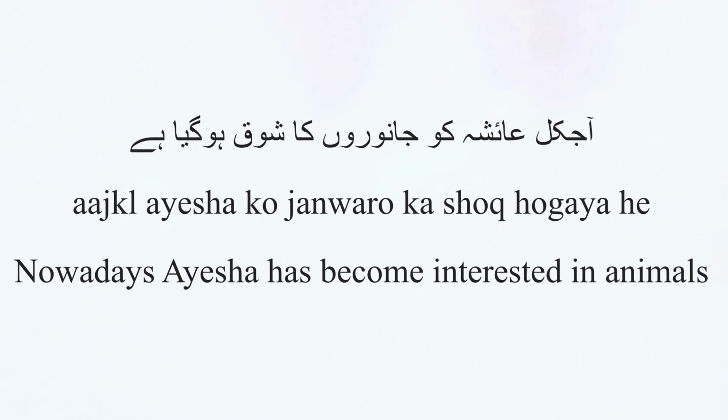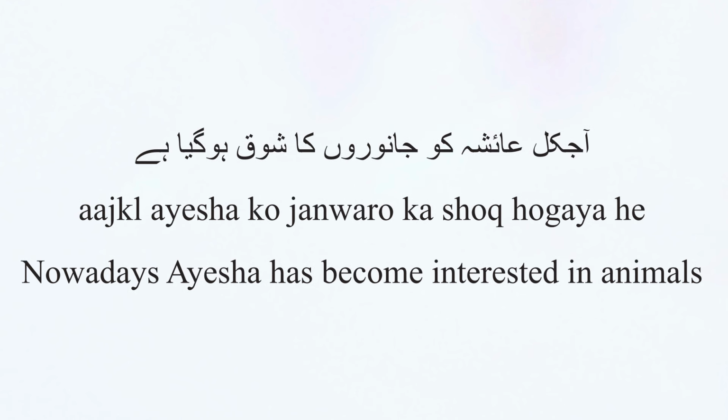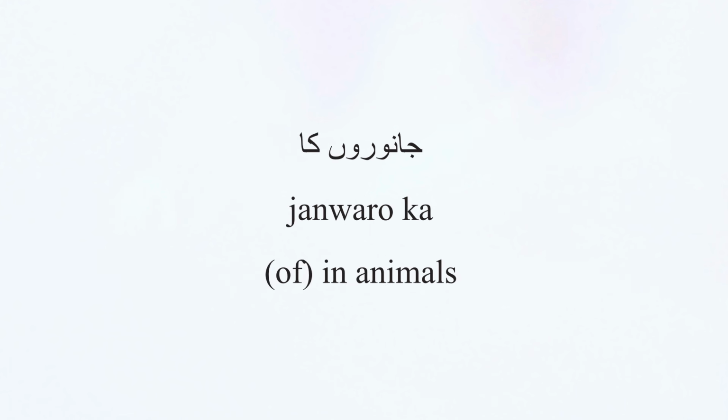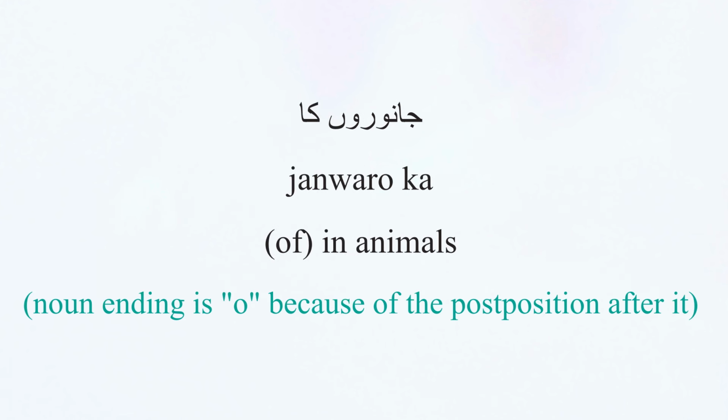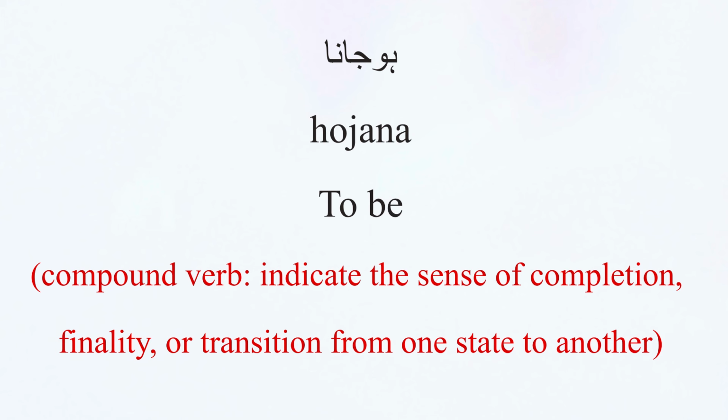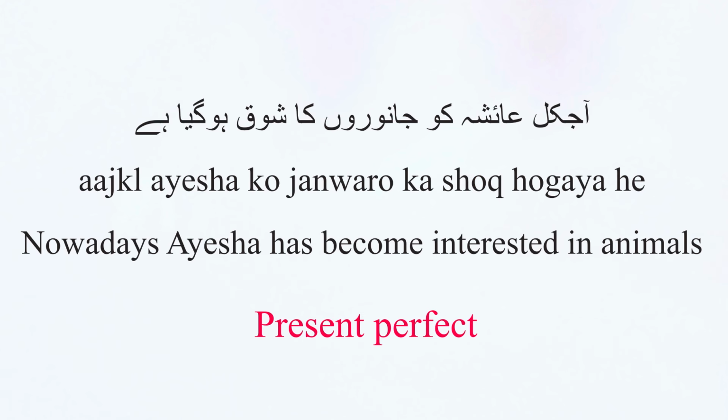Let's get started. आजकल आयशा को जानवरों का शौक़ हो गया है. जानवर is animals. जानवरों is the oblique form of the noun because there's a postposition after it. जानवरों का शौक़ हो गया है. हो जाना is the verb. It indicates a transition. Something is happening. Something has happened in Aisha's life. She got interested in animals. This is the present perfect tense.